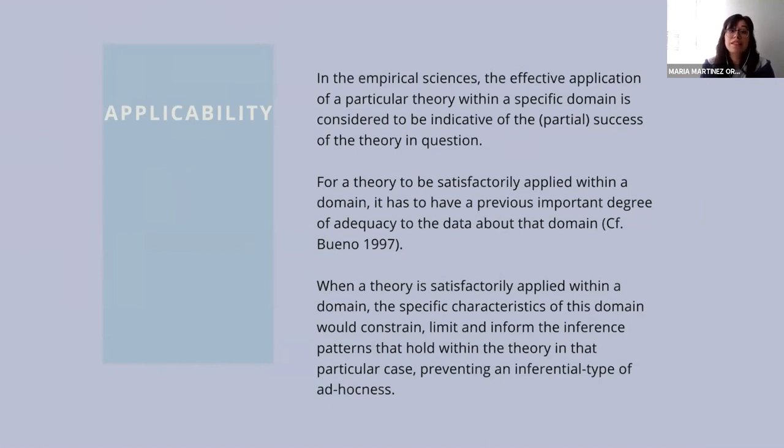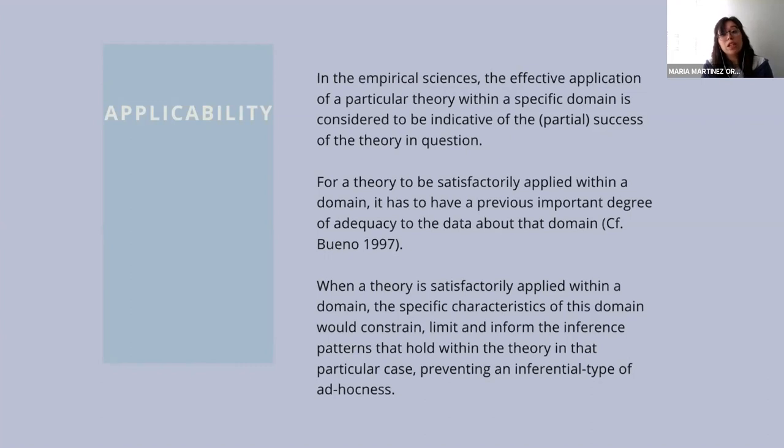In empirical sciences, the effective application of a particular theory within a specific domain is considered to be indicative of the partial success of the theory in question. For a theory to be satisfactorily applied within a domain, it has to have a previous important degree of adequacy to the data about that domain. And so I sent the reference to Ottavio's paper on empirical adequacy and the role that empirical adequacy plays in the empirical sciences for theory acceptance and so on.